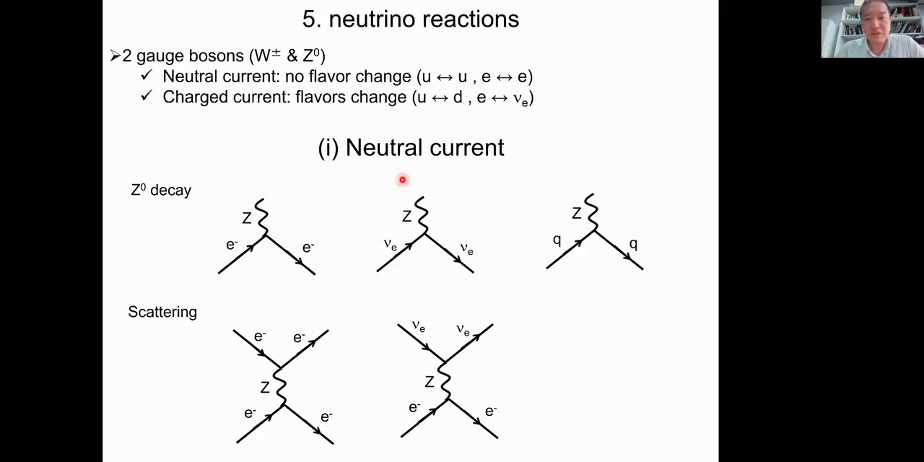Also, similar diagram exists for electron type neutrino and quarks, for example. By combining these interactions, these kinds of scattering processes are possible. This reaction is scattering between two electrons, and this is scattering between an electron and an electron type neutrino. So the particles in the initial state are the same as those in the final state.